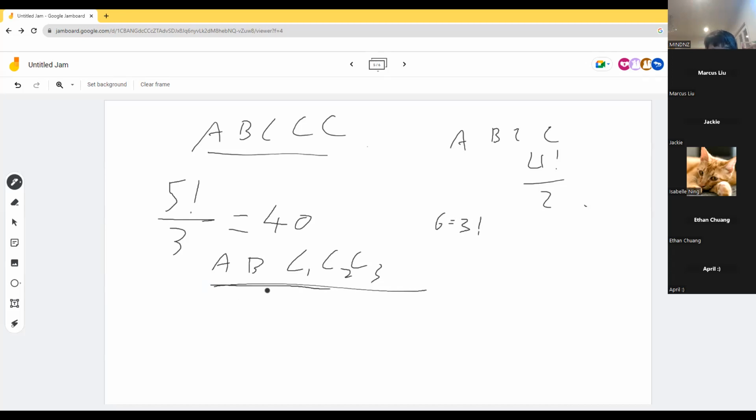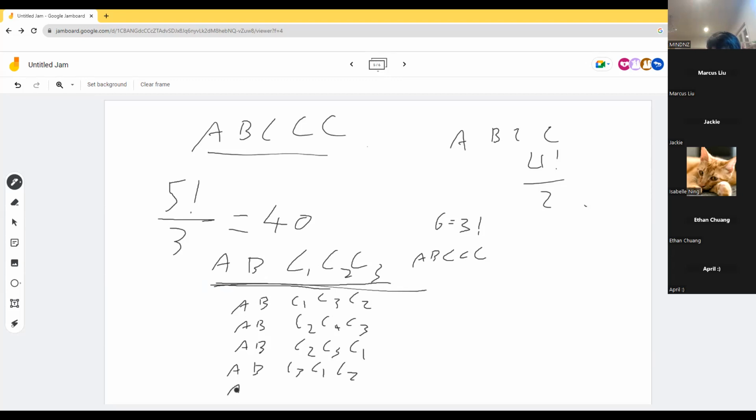And that's because consider A, B, C, C, C, right? We have this is A, B, C, C, C. And we also have this, and this, and this, and this, and this, right? Because the ways to arrange C1, C2, and C3 are 3 factorial, which is 6 ways.